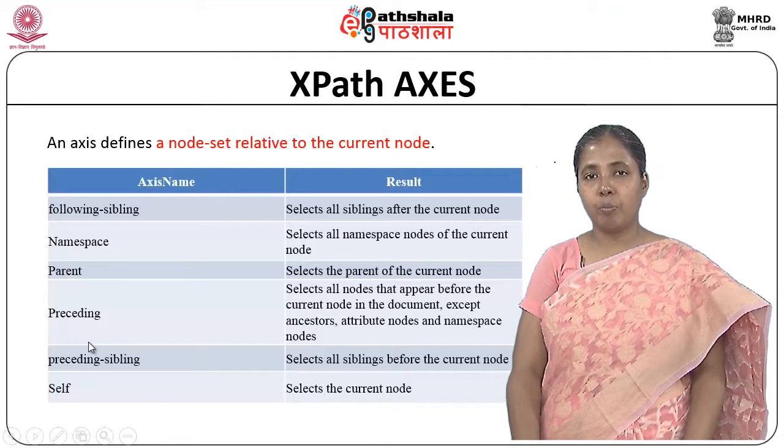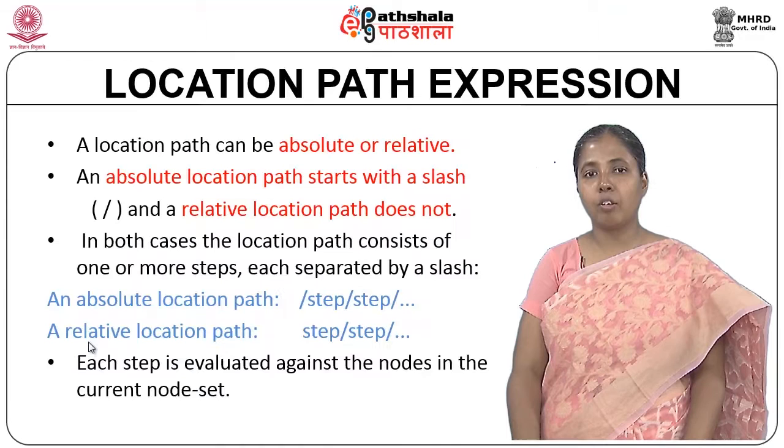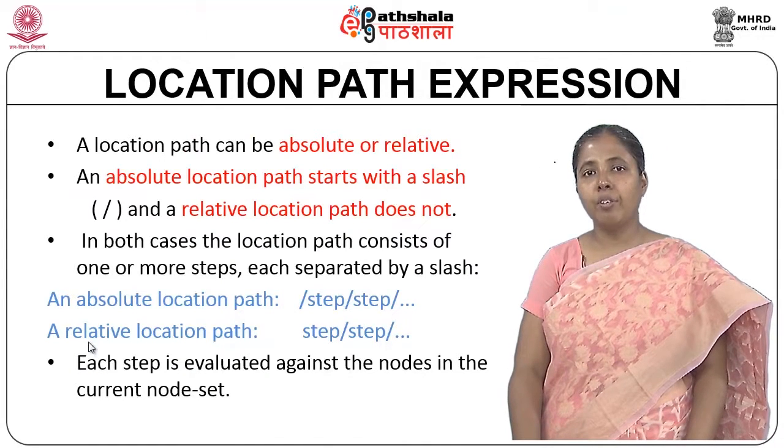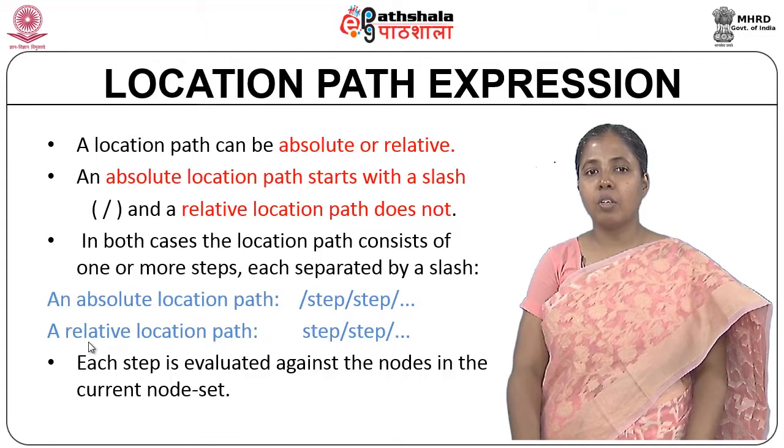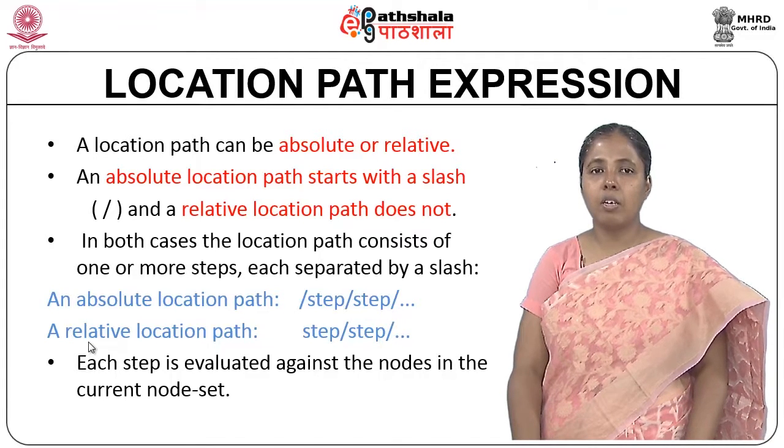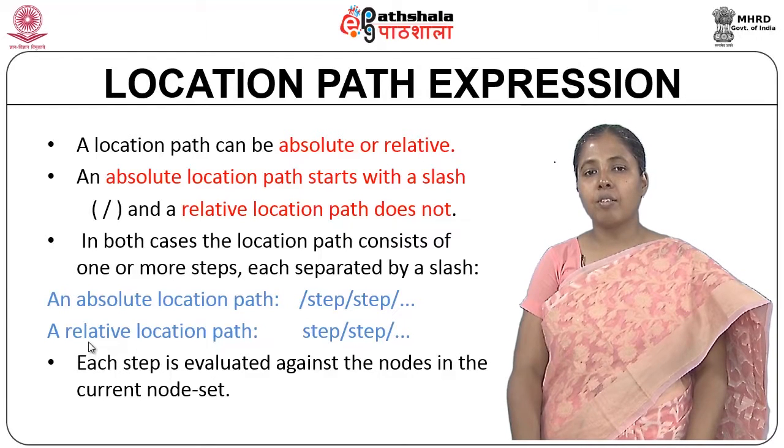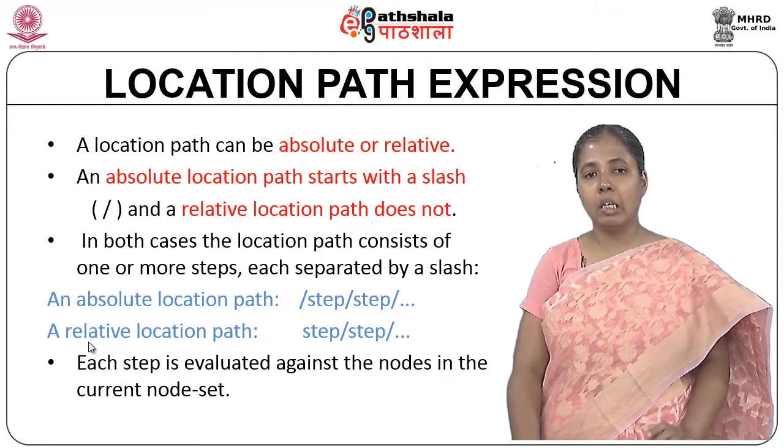So in XPath we use an absolute path expression or a relative path expression. A location path can be absolute or relative. Normally an absolute path starts with a slash and a relative path does not. In both cases the location path consists of one or more steps, each separated by a slash, and each step is evaluated against the nodes in the current node set.